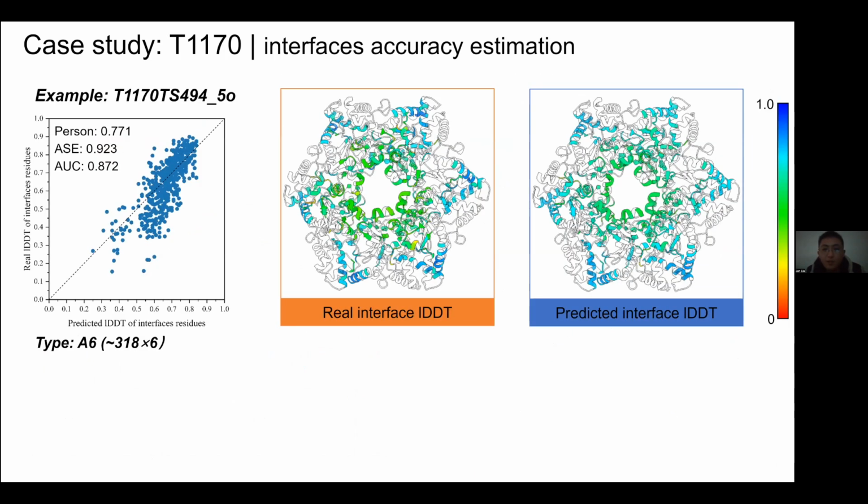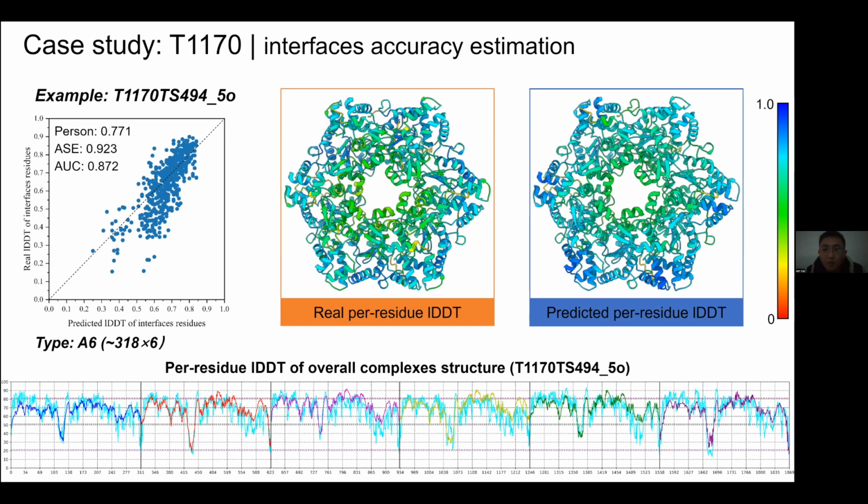The second case is T1170, which consists of 6 identical chains. Taking a model as an example, it can be found that the correlation, ASE and AOC between the predicted interface residue LDDT and the real value are also high, and the predicted accuracy is close to the real accuracy on most interface residues. Similarly, the predicted pure residue LDDT of the complex structure is also very close to the real quality, and it is easy to distinguish the high and low quality regions from the overall structure.